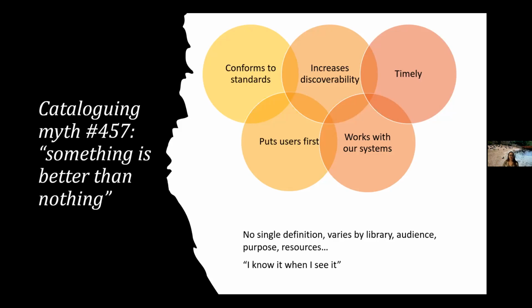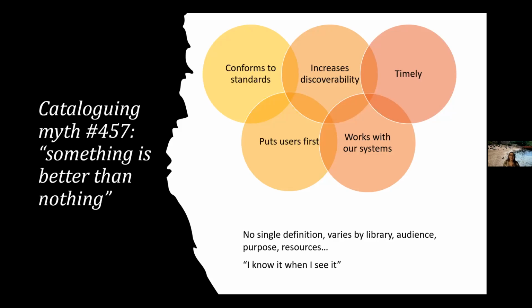So I've put 5 things that when I present to my manager at work, what I talk about when I define quality is that it conforms to standards, increases discoverability, is timely, puts users first, and works with our systems. It's really hard to define a good quality record, because it varies by what library, your audience, your purpose. And there's an old, possibly apocryphal definition of trying to classify pornography, and it's like, I know it when I see it, which is probably the same with a good quality catalogue record.